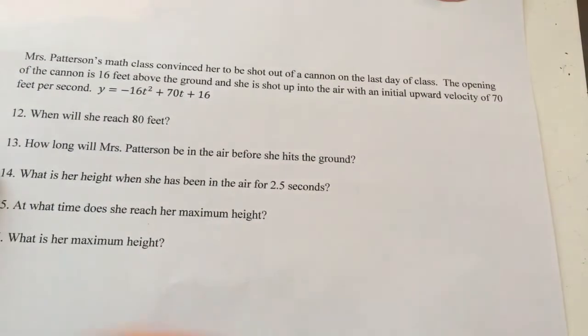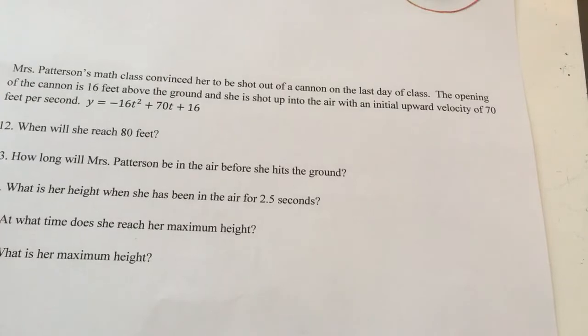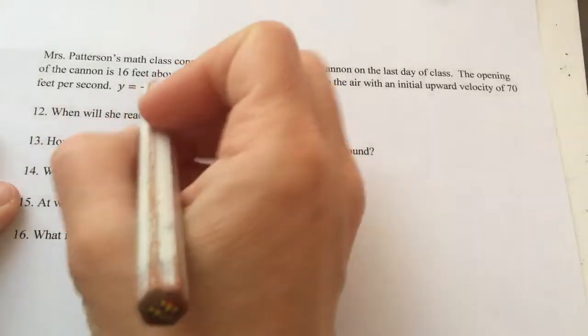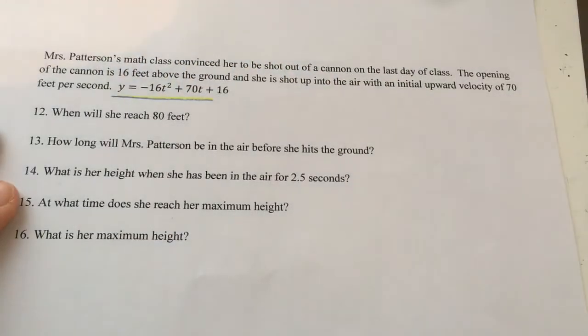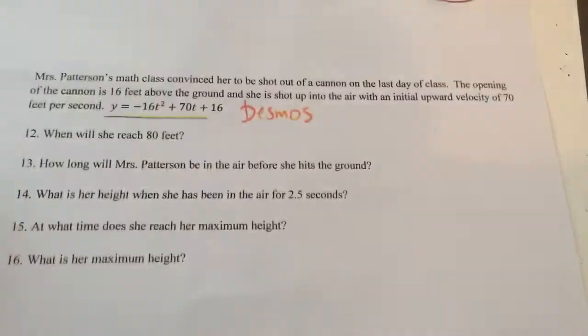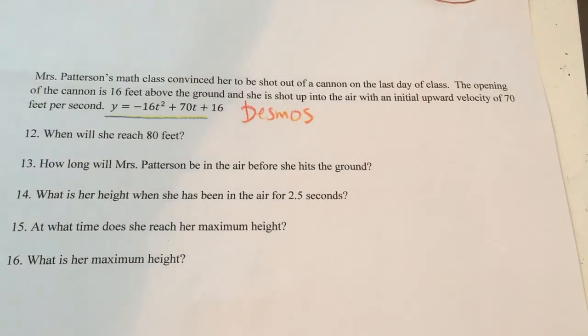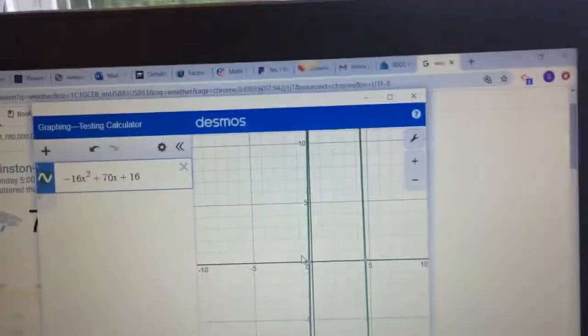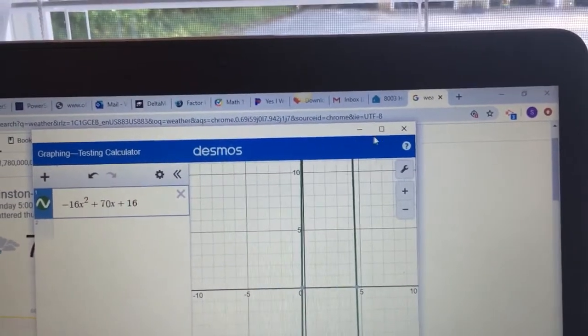Alright, Mrs. Patterson's math class convinced her to be shot out of a cannon on the last day of class. The opening of the cannon is 16 feet above the ground and is shot in the air with an initial velocity of 70 feet per second. So here's the function that models the launch. When will she reach 80 feet? So once again, we're going to be using Desmos. Let me type that in. And in Desmos, you want to use X's and not T's. Alright, so I've typed it in Desmos.